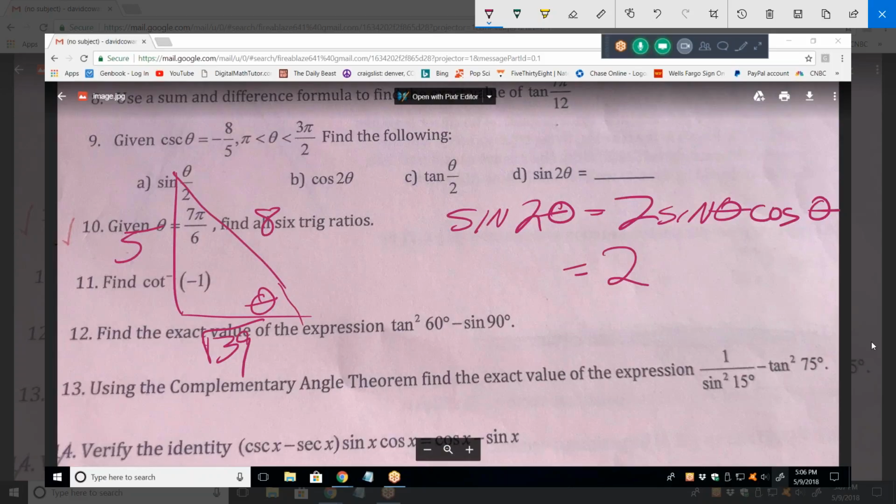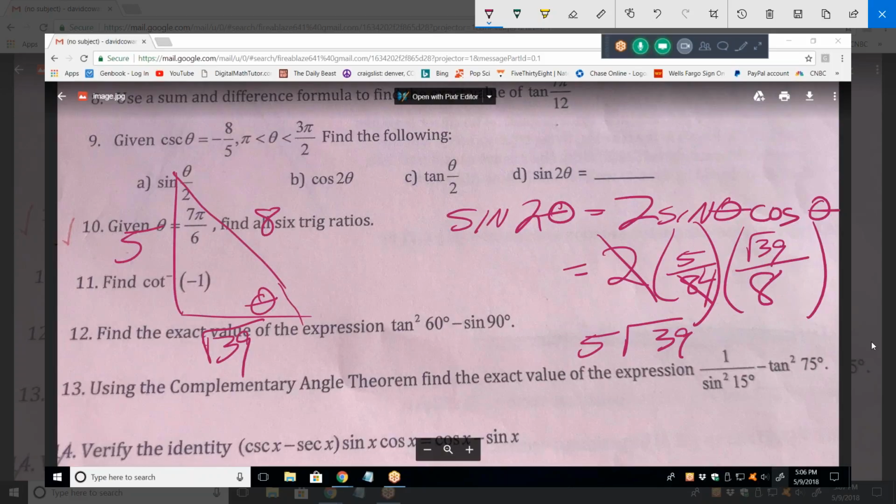5/8. What's cosine of theta? Root 39/8. What does that give us? 5 root 39 over 32.